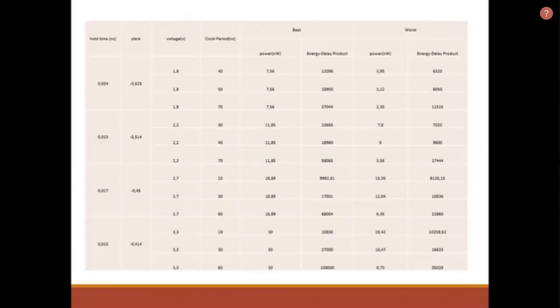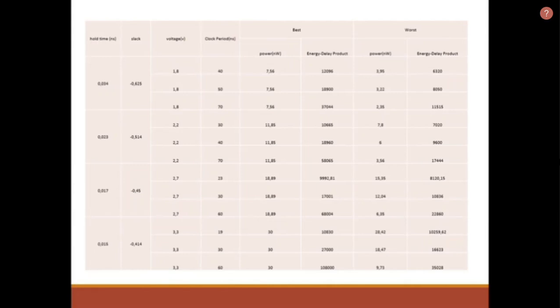After that, I tested my chip once again with 4 different supply voltages and different clock periods. As you can see in this table, the lowest energy delay product for the worst case delay occurred when there is a 1.8 volts supply voltage and 40 nanoseconds clock period.